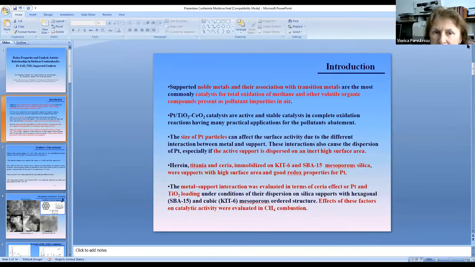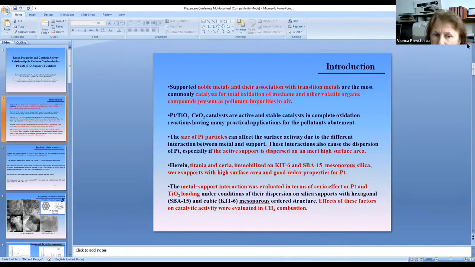Supported noble metals and their association with transition metals are the most common catalysts for total oxidation of methane and other volatile organic compounds present as pollutant impurities in air. So, platinum-titania-ceria catalysts are active and stable catalysts in complete oxidation of hydrocarbons. Here, titania and ceria are immobilized on KIT6 and SBA15 mesoporous silica, supports with high surface area and good redox properties for platinum.